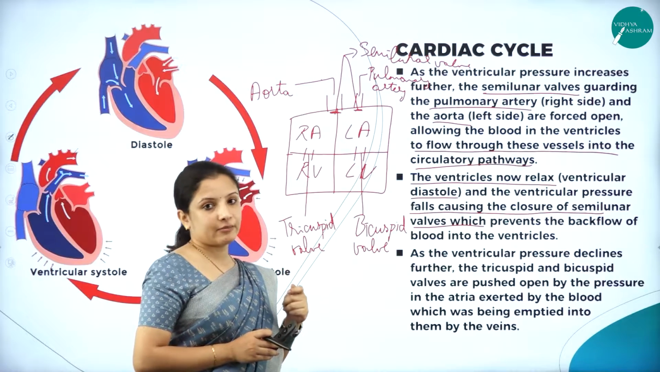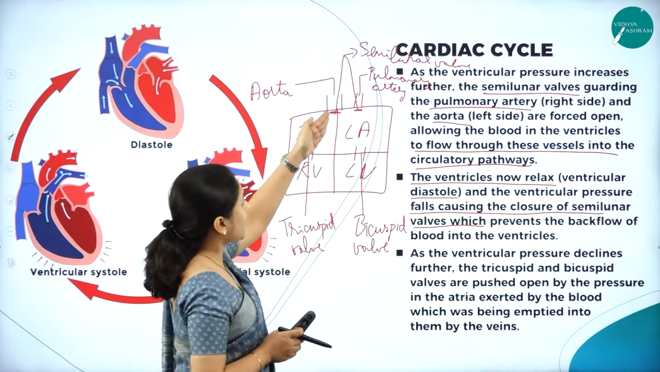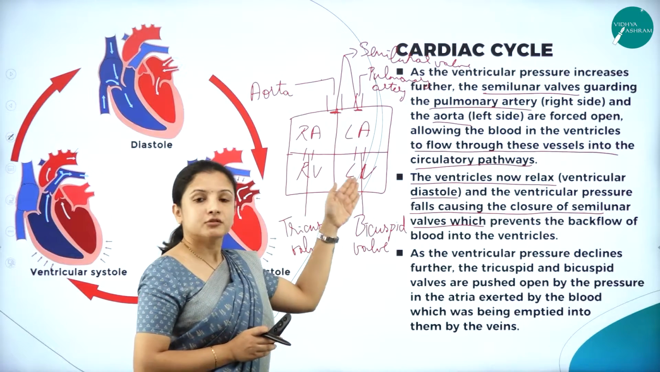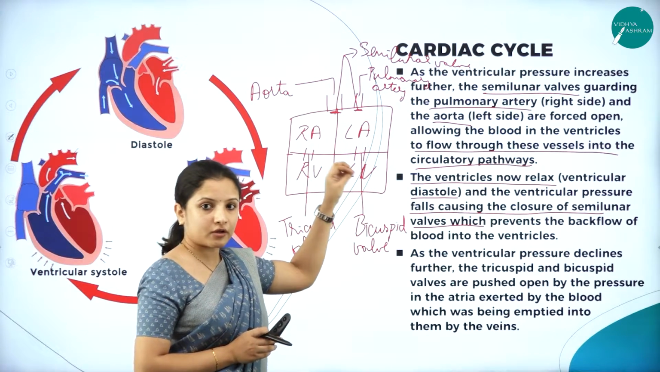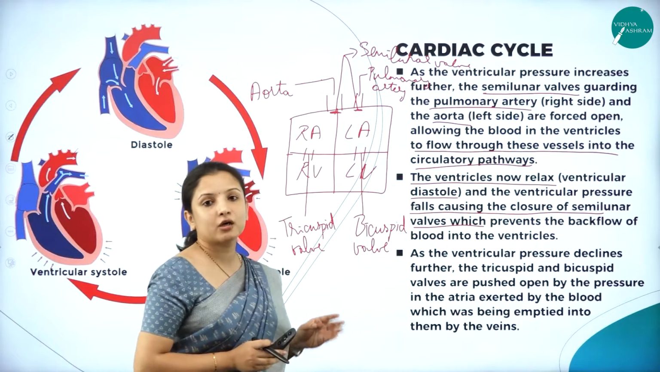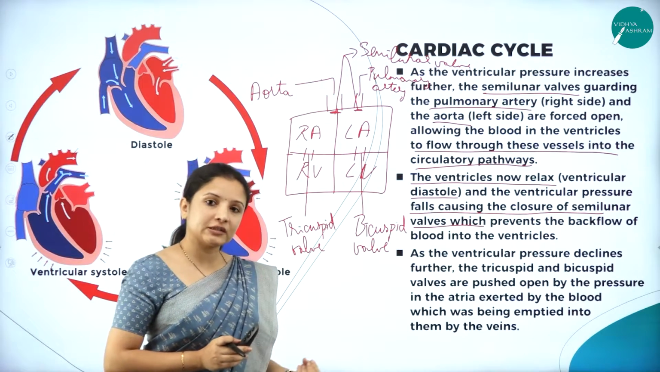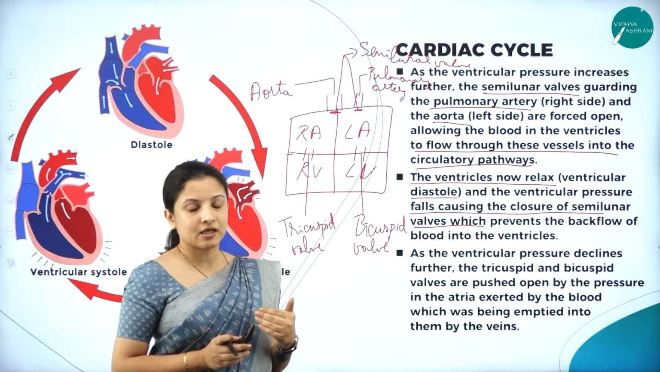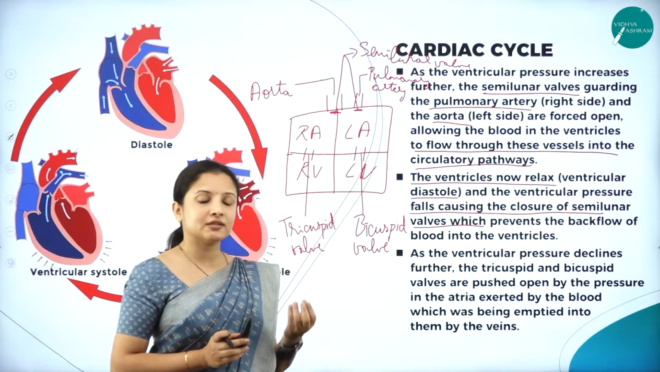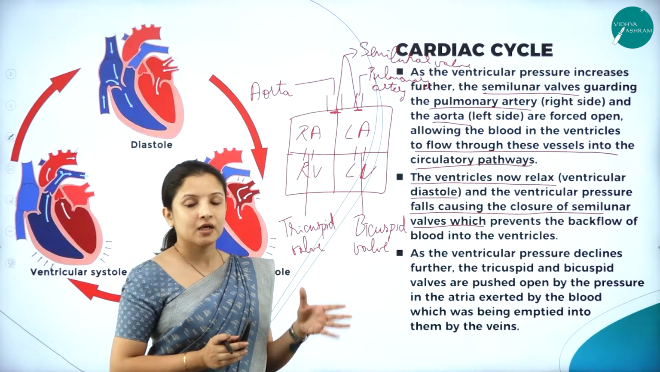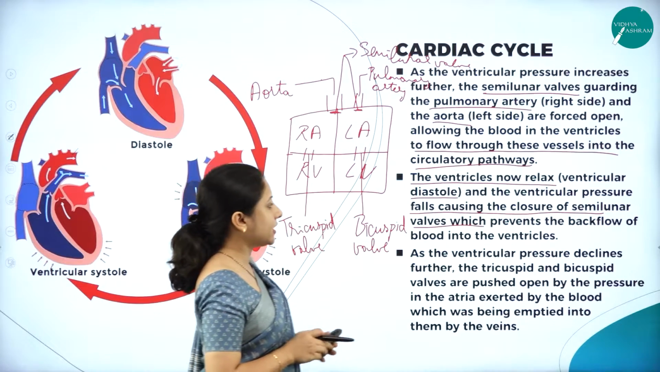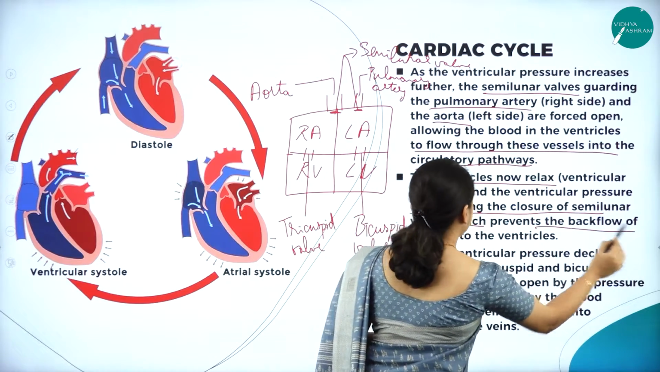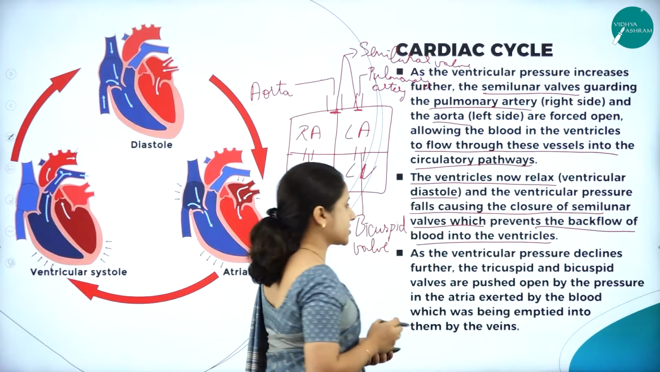What happens if the semilunar valve doesn't close? Whatever blood is flowing into the circulatory pathway will just come back. They should not come back. So the semilunar valves get closed, because the pressure in the ventricles is decreasing. If the pressure were still increasing, the semilunar valves would be open, but it is decreasing. So they will begin to close so that it prevents the backward flow of blood into the ventricles.